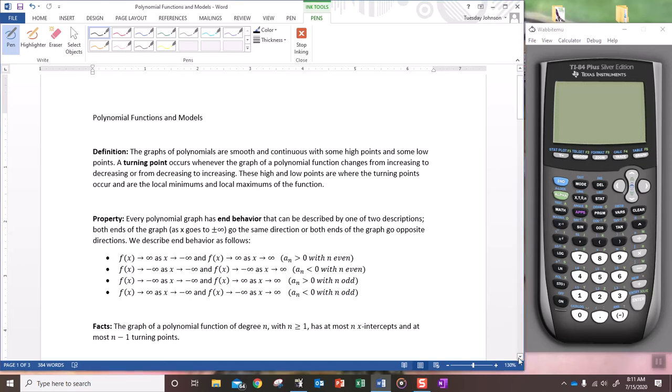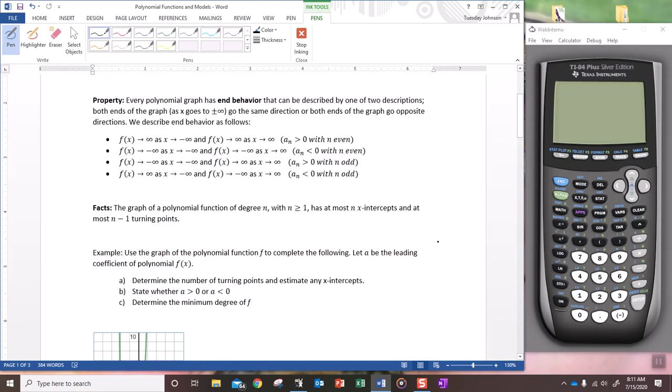Now, every polynomial graph has end behavior that can be described by one of two descriptions. Either both ends go the same direction, even degree, or the ends go in opposite directions, in which case we have an odd degree of the polynomial. And we describe end behavior with arrows, so we say that f of x goes to infinity as x approaches negative infinity, so the graph finishes up, and f of x goes to infinity as x goes to infinity. So it goes up, and we don't know what's happening here. It could be doing some kind of weirdness, and that's okay.